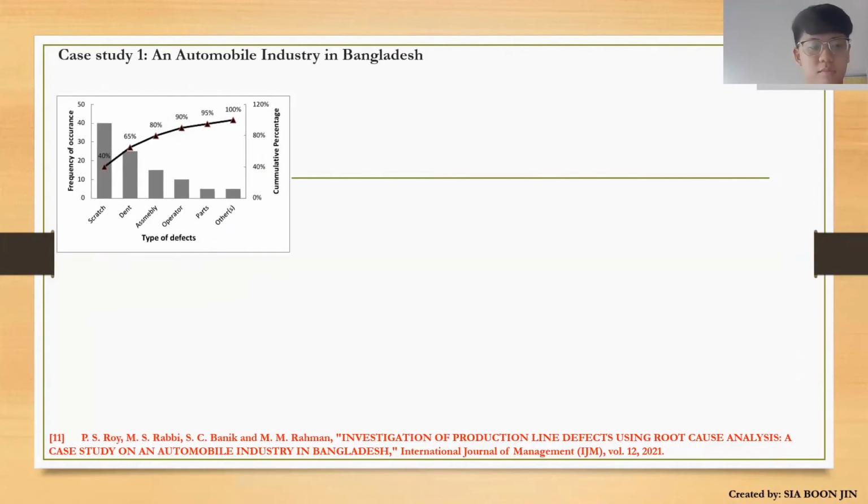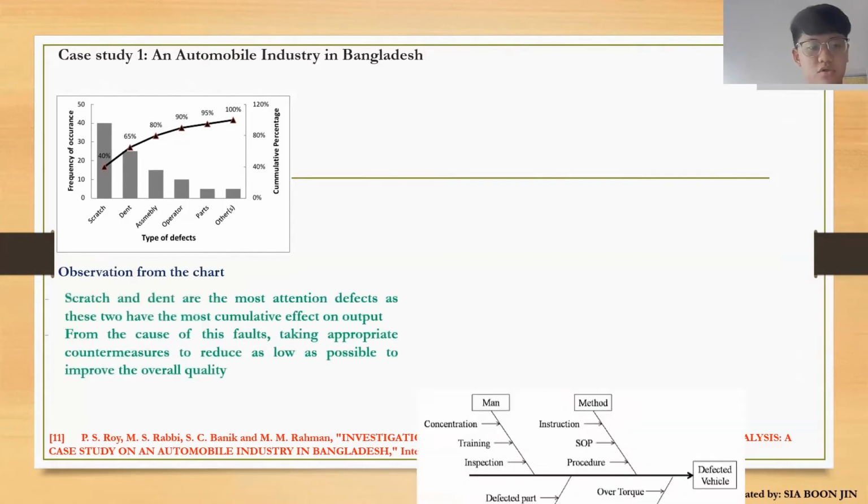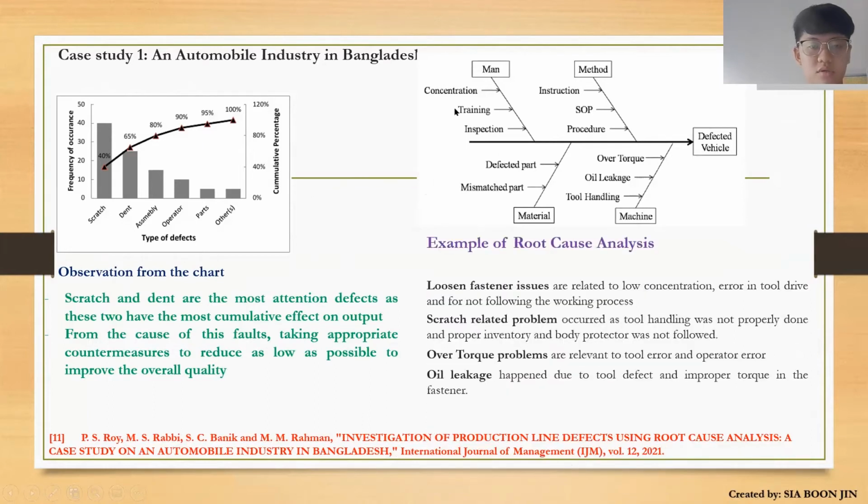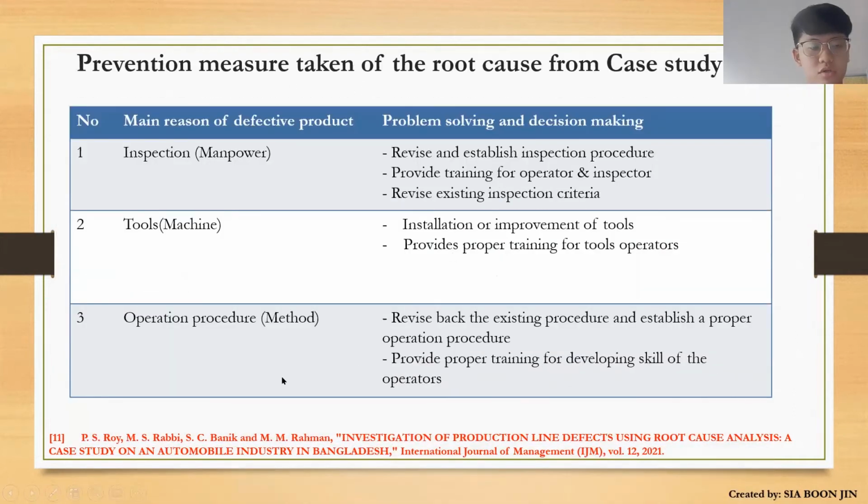Okay, so let's see a case study of an automobile industry in Bangladesh actually using the traditional approach. They are using colorful charts to visualize a set of factors and identify what factors cause the defective products. They use cause and effect diagrams, which split into four factors and provide three sub-factors for each to identify the root cause. Then they come up with conclusions and identify the main reasons for defective products, which are inspections, tools, and operating procedures, and they also provide solutions for each of them.